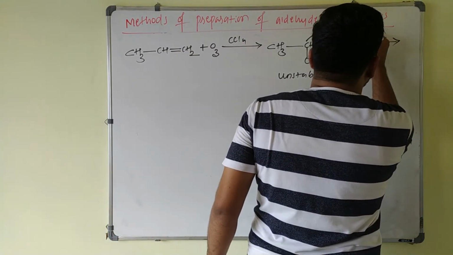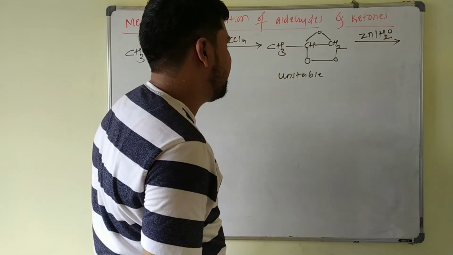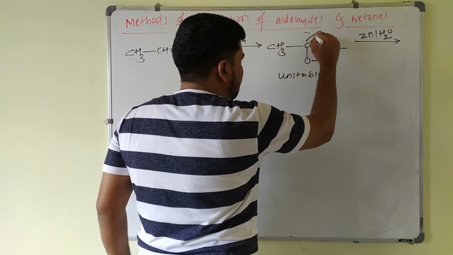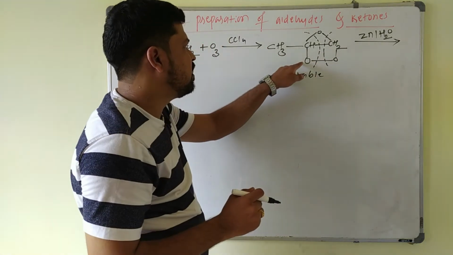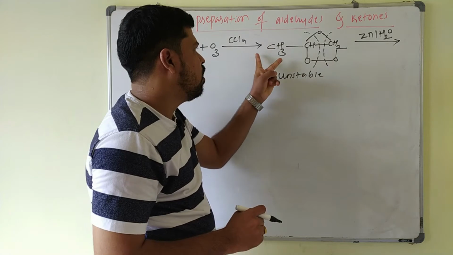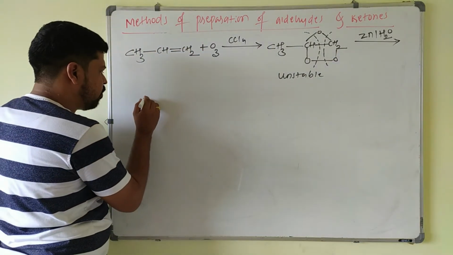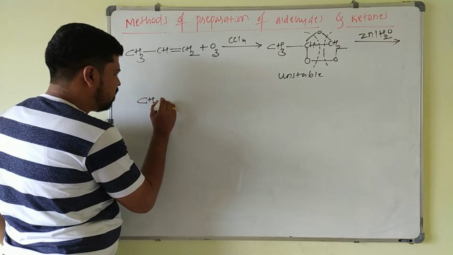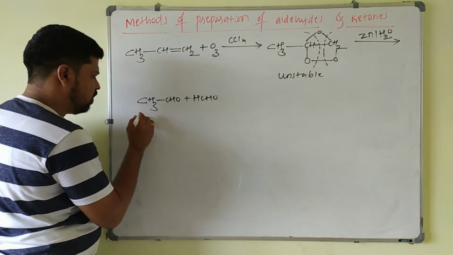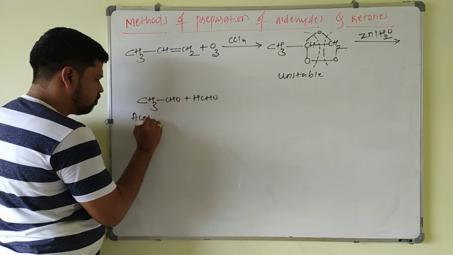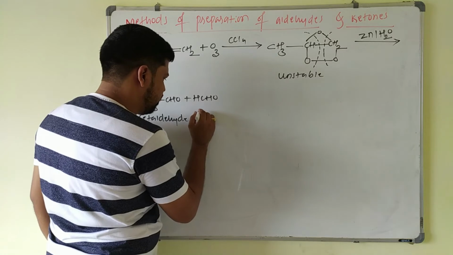This on treating with zinc dust in presence of water undergoes what? Reductive cleavage, so that this 5-membered ring compound is broken like this. This is one aldehyde, CH3CHO, and this is HCHO. 1 mole of acetaldehyde and 1 mole of formaldehyde are obtained here. So your product will be CH3CHO plus HCHO. So this is your acetaldehyde and this is your formaldehyde.